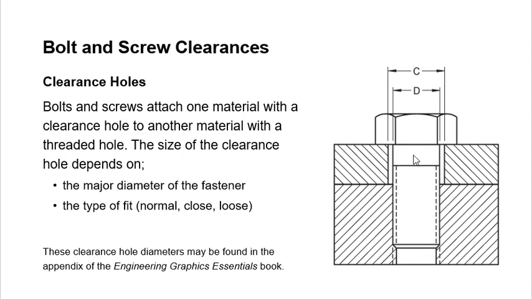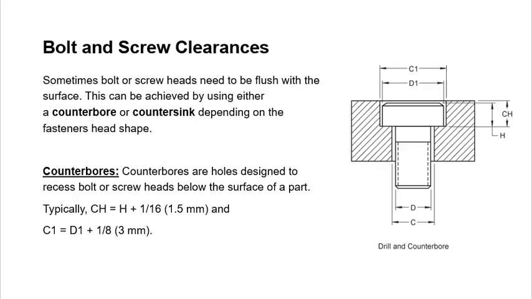The threaded hole is where your thread is going to go straight in, and here's the space that we leave. Here you can see there's a little white in between, and that is your clearance hole. That depends on the major diameter of your fastener right there, and also the type of fit. Is it normal, is it close, or is it loose? These are all defining the space in between them. Again, we're going to consult the appendix way in the back, usually appendix B.